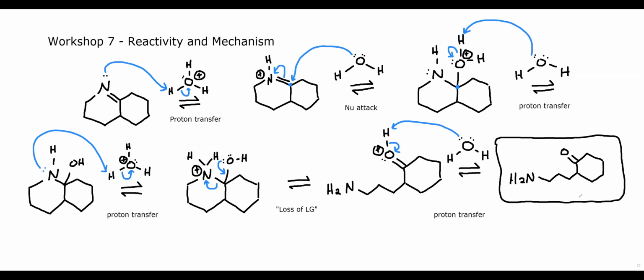Now in future lectures, hopefully we will be able to do this mechanism with only given the starting material and the reagents. Hopefully we can work through the entire thing. But again, what we're focused on here is the movement of these electrons, showing the curved arrows and understanding what's happening, okay?